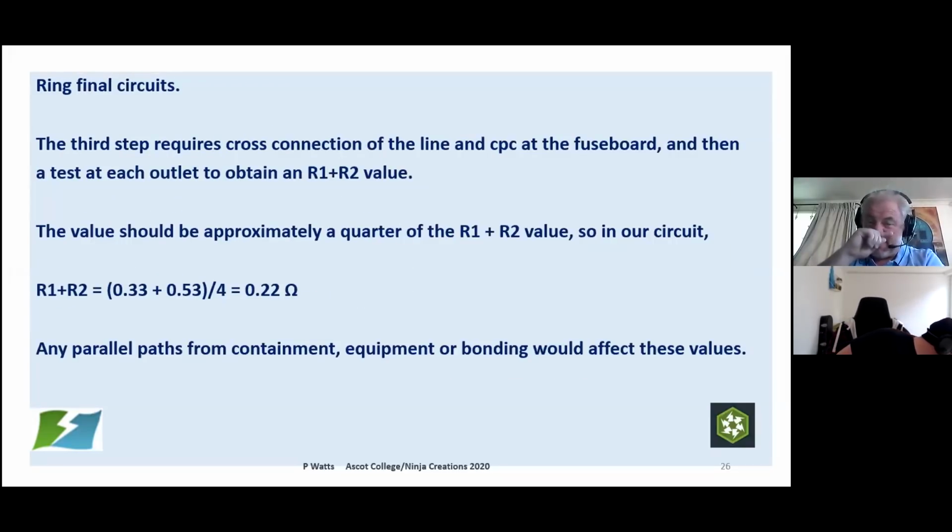The third step is to cross-connect your line and CPC, and again, we can do the same calculation. We've got little r1 and little r2 value. There's a typo there. Should be little r1, little r2. Add those together, divided by 4, we've got a value of 0.22. So when we do the test at each socket outlet, we should get a value of 0.22 for the R1, R2. Again, any parallel paths from containment or equipment which is connected or bonding would affect these results.